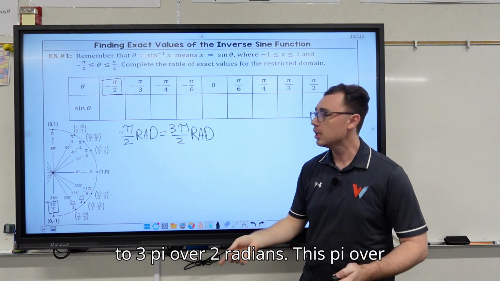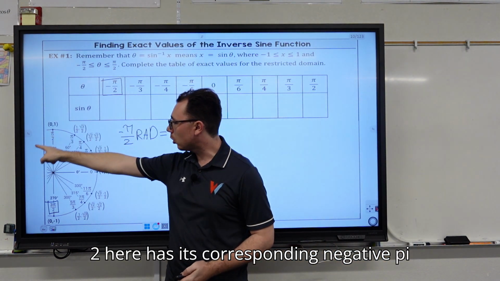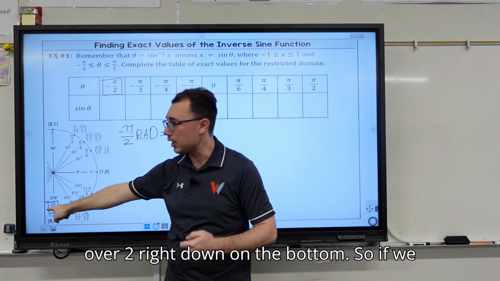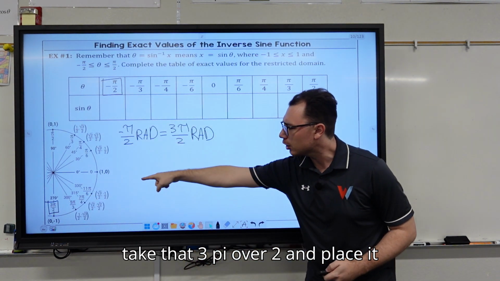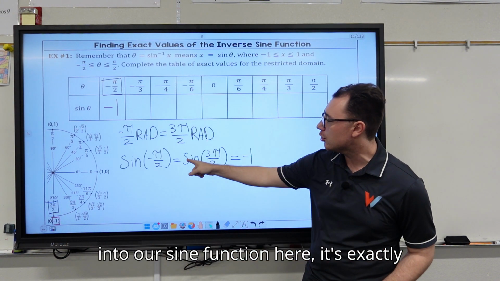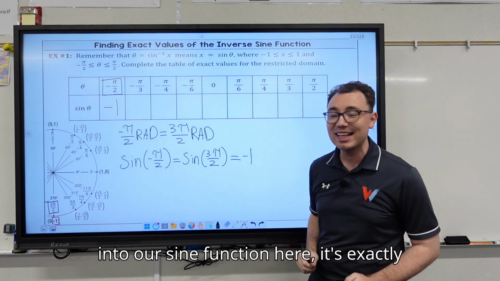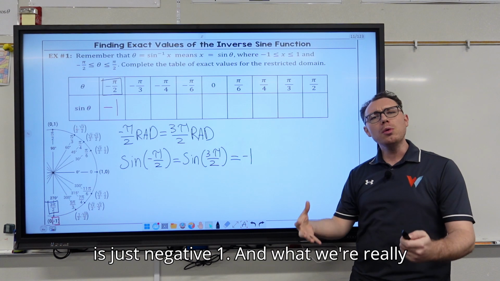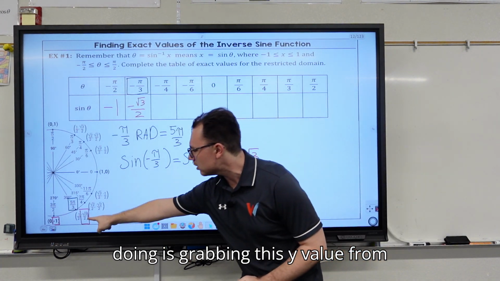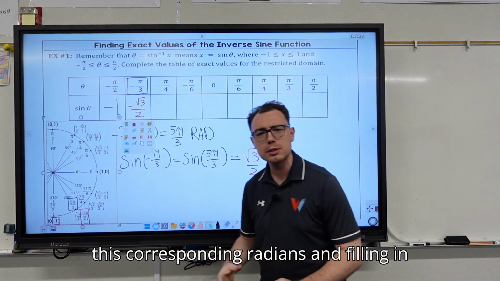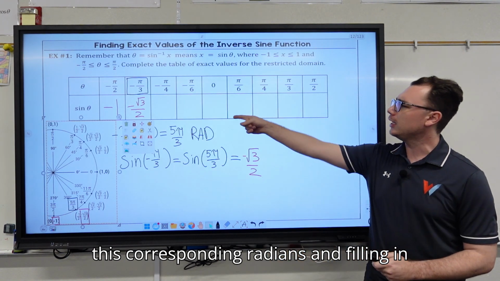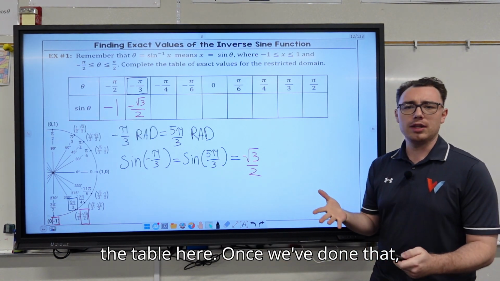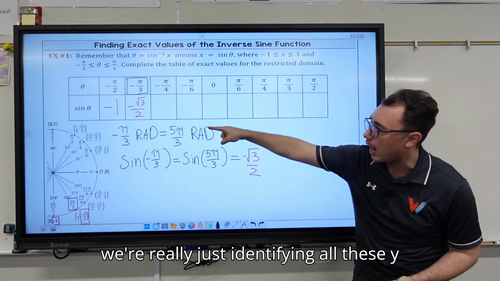over 2 radians. This pi over 2 here has its corresponding negative pi over 2 right down at the bottom. So if we take that 3 pi over 2 and place it into our sine function here, it's exactly equivalent to negative pi over 2, which is just negative 1. And what we're really doing is grabbing this y value from this corresponding radian and filling in the table here. Once we've done that, we're really just identifying all of these y values here.